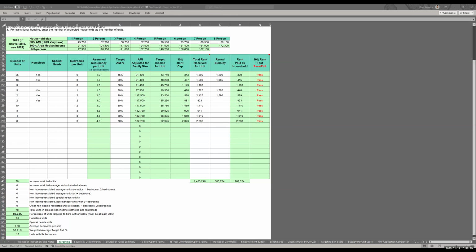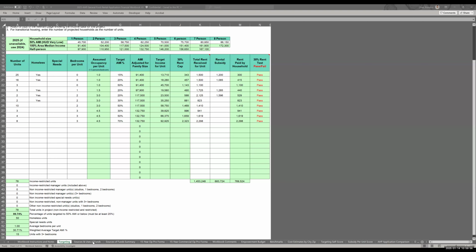Do not input operating subsidies as rental subsidies. There's a specific area where you would input the operating subsidy in the 15-year operating pro forma. AHP guidelines require that the rent paid by each household, exclusive of utilities, not exceed 30% of the targeted income for the unit. Indicate the total rent received and the amount of rental subsidy if applicable. The farthest column to the right shows if a unit passes or fails this 30% rent test.